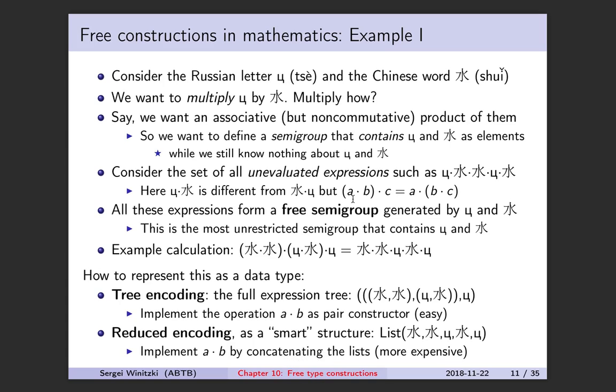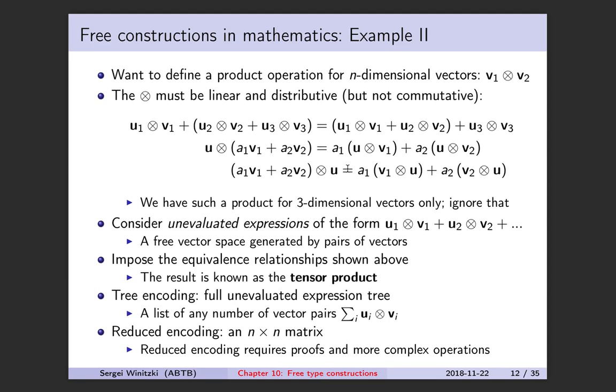I show what a free semigroup is and how mathematicians can define free operations. And these operations do not have any computation inside them. They encode the full unevaluated expression tree. And I explain what a reduced encoding is, which is an encoding that is simplified from the tree encoding by using the equivalence laws. I give an example of a tensor product as another free construction.